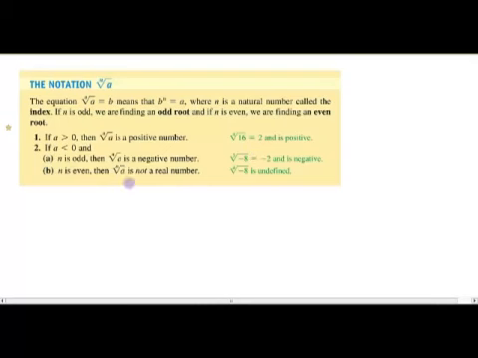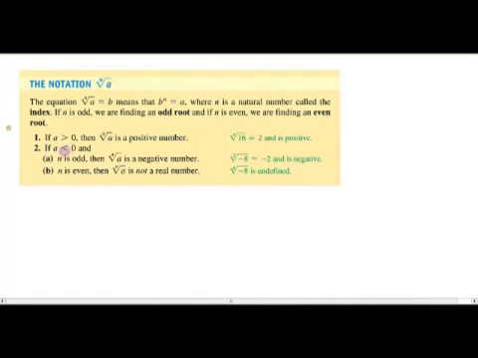Now the notation nth root of a. The equation nth root of a equals b means that b to the n equals a, where n is a natural number called the index. Some people like to call it also a root. If n is odd, we are finding an odd root, and if n is even, we are finding an even root. If a is greater than 0, then the nth root of a is going to be a positive number.